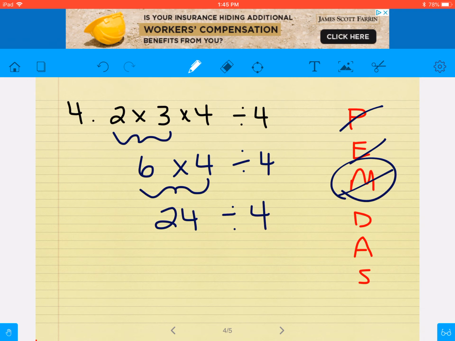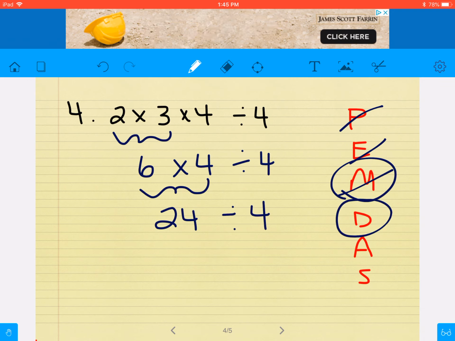All right, we finished our multiplication. We do have as our last operation division. So 24 divided by 4 is going to give us 6. So 6 should be your answer for number 4.